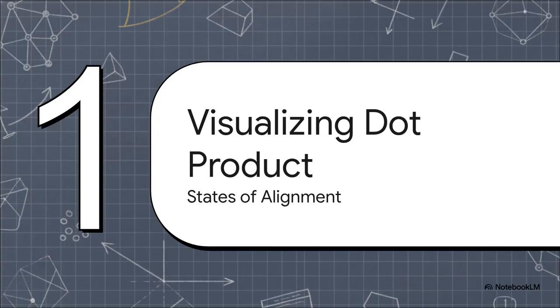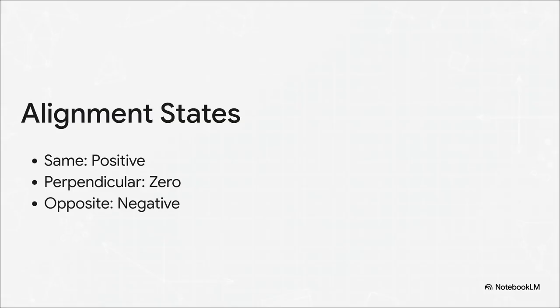Moving right along to section 2, visualizing the dot product and its 3 states of alignment. Before we even touch a single formula, let's just build some really powerful visual intuition. Imagine two arrows on a grid. First, if they point in the exact same direction, they totally agree, which gives us a large positive value.